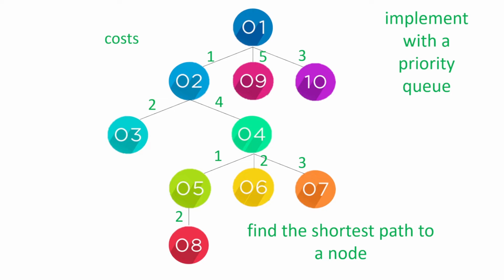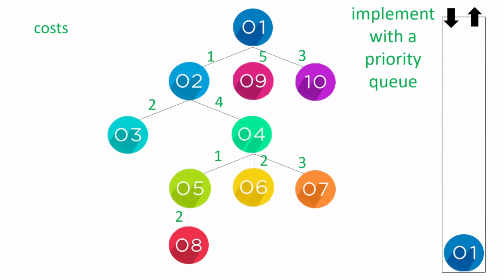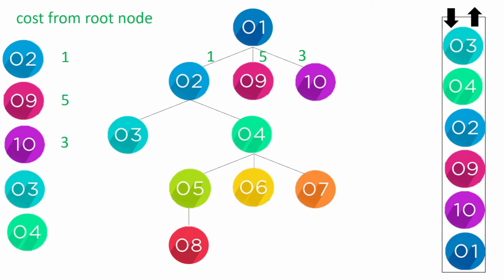So the idea, we want to find the shortest path to a node, and we implement this with a priority queue. Now these are the shortest paths, and how do we get these results? Let's quickly look. So here is our tree. We look at the nodes 2, 9 and 10. We have value 1, 5 and 3. So you can see our cost getting from 1 to 2 is 1, 1 to 9 is 5, 1 to 10 is 3. Simple.